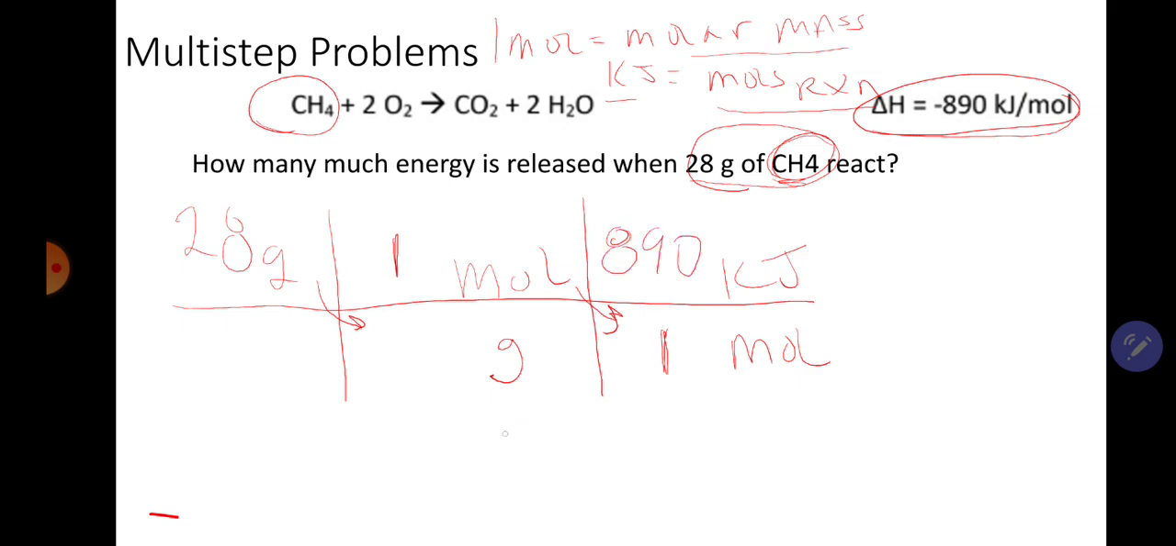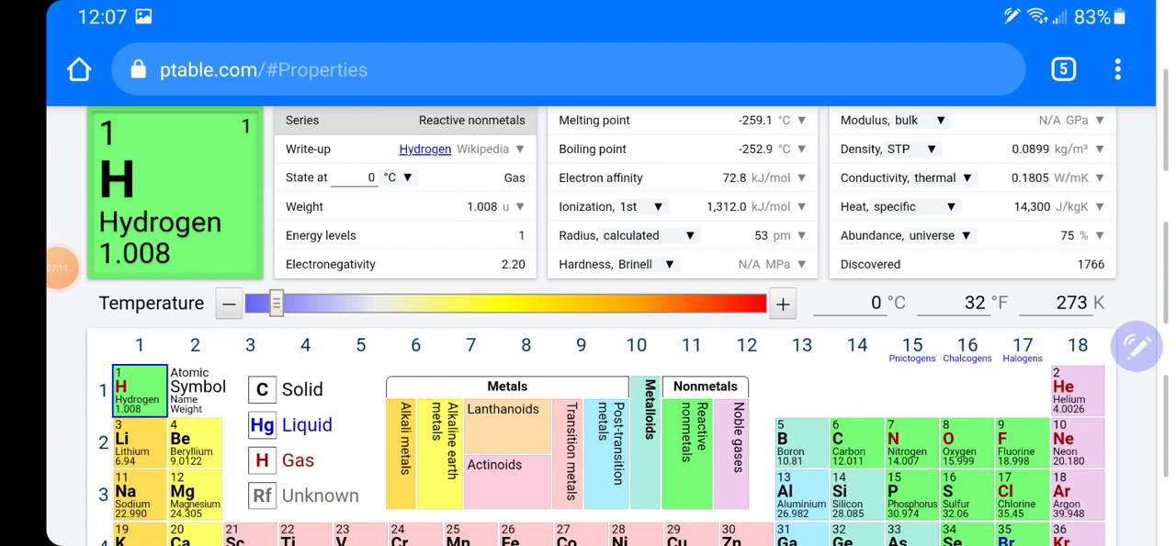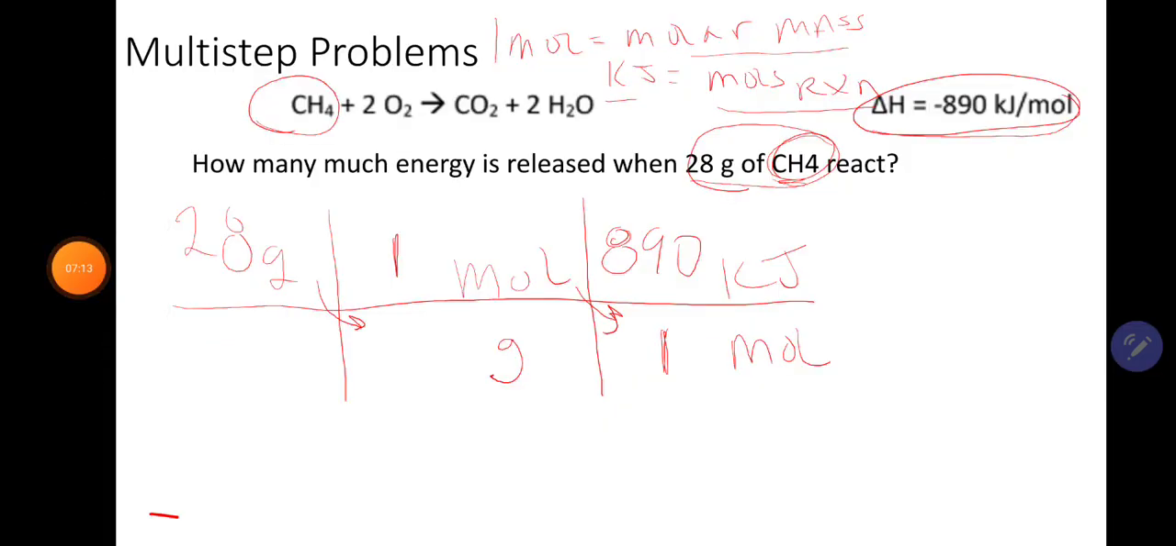890. Now let's go find that molar mass. All right, carbon's mass is 12. Hydrogen is 1. We said carbon was 12, hydrogen was 1, but there's 4 of those. So our total is 16 grams.